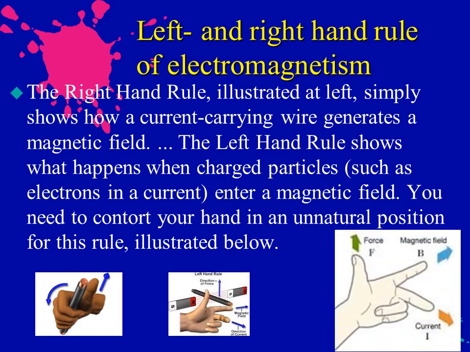You need to contort your hand in an unusual position sometimes for this rule, and it is illustrated below. The thumb indicates the direction of force, in other words movement. The index finger points in the direction of the magnetic field, and the middle finger points in the direction of the current flow.